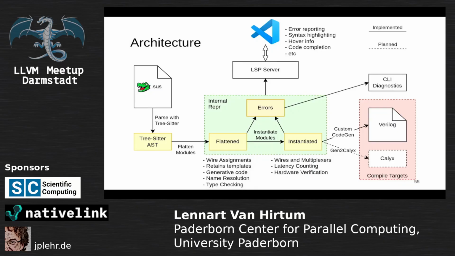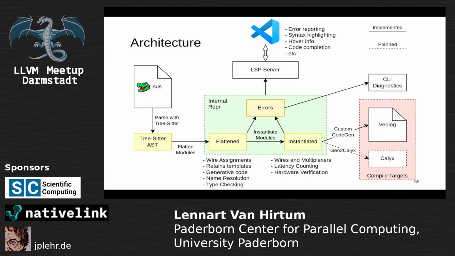This representation has all of your wire assignments. It still has all of the unexecuted generative code. And this is the one that your LSP is going to be looking at the most. So this is what is used for syntax highlighting. Also, we try to do as much as possible at the flattening stage, so we'll do name resolution. We'll also do the abstract type checking.